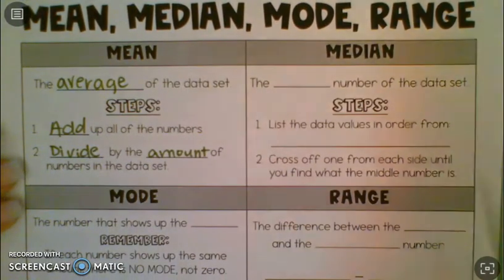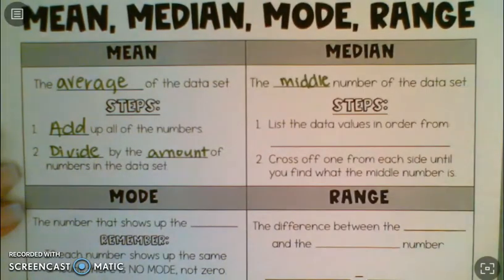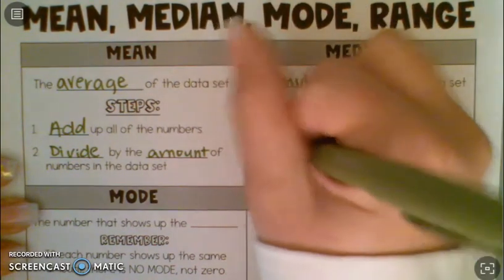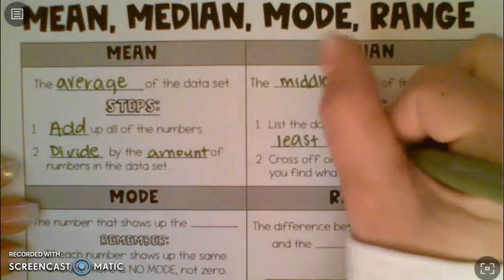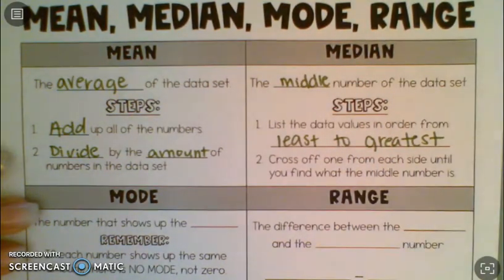Next we have the median, and the median is the middle number. So your steps are, you have to list the data values in order from least to greatest. And then you're going to cross off one from each side until you get to the middle number.